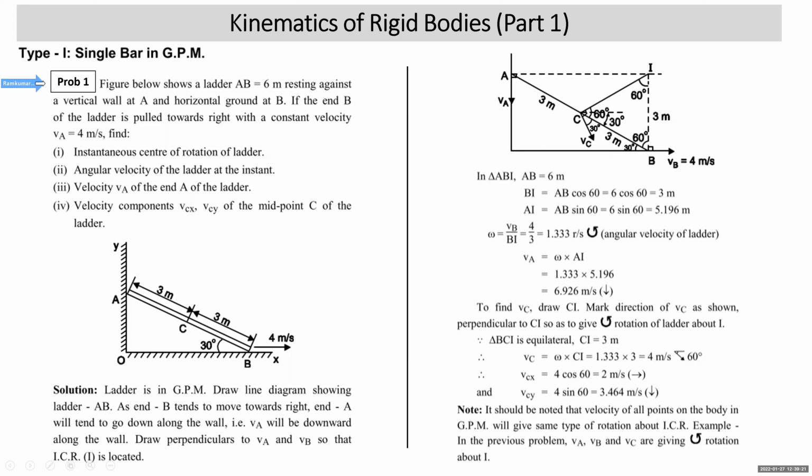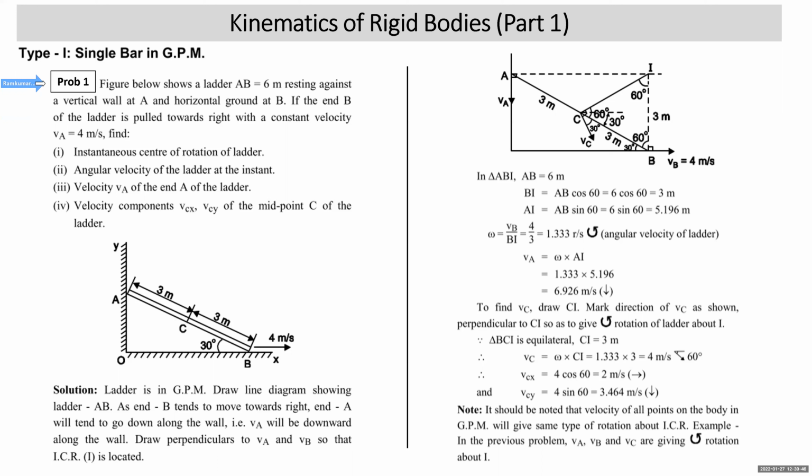The figure below shows a ladder AB of 6 meter resting against a vertical wall at A and horizontal ground at B. If the end B of the ladder is pulled towards the right with a constant velocity of 4 meter per second, find number 1, the instantaneous center of rotation of the ladder. Number 2, the angular velocity of the ladder at this instant, the velocity VA of the end A of the ladder, and the velocity components VCX and VCY of the midpoint C of the ladder.